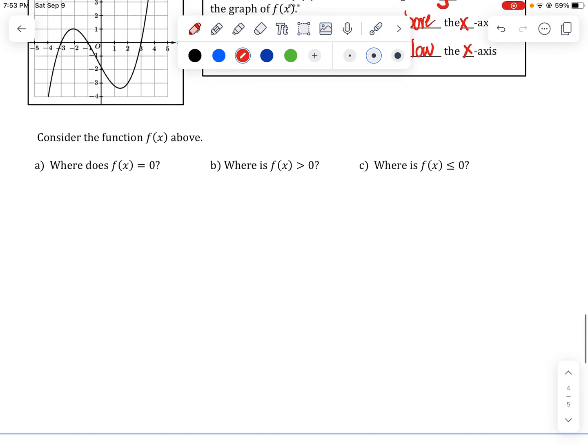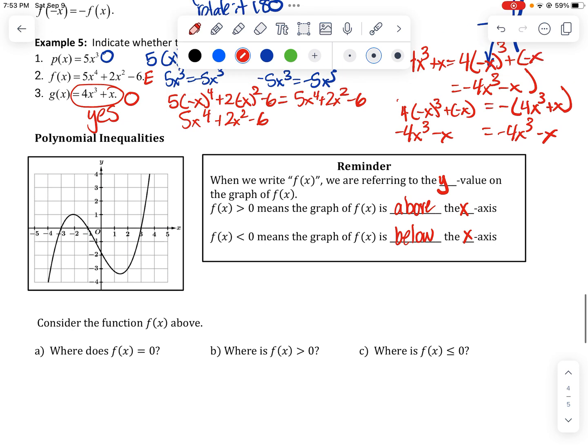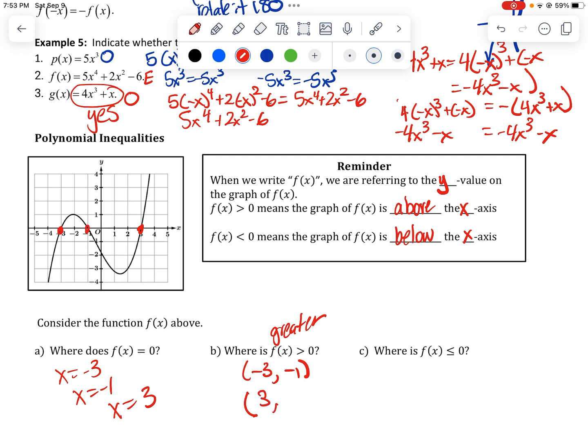So if we take a look at this function, first question is when does it equal 0? Here, here, and here. So at x equals negative 3, x equals negative 1, and x equals 3. Where is f of x greater than 0? Well, it's greater than 0 between negative 3 and negative 1, and in between 3 and infinity. And you'll notice I use parentheses because it just wants it greater.